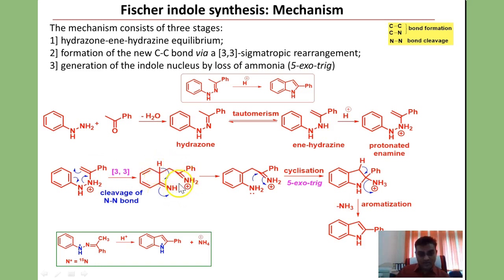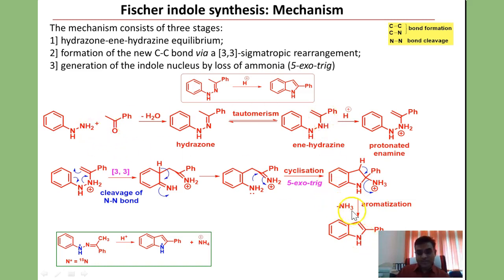Here we get this intermediate. This intermediate subsequently undergoes aromatization, and later on undergoes cyclization to form the indole derivative. This cyclization can be described as 5-exo-trig according to the Baldwin nomenclature. A 5-membered ring is formed, this nucleophile is attacking the trigonal carbon atom, and this double bond is opening outside of the ring, and therefore it is called a 5-exo-trig cyclization. Later on, liberation of ammonia occurs and we get here 2-phenylindole.